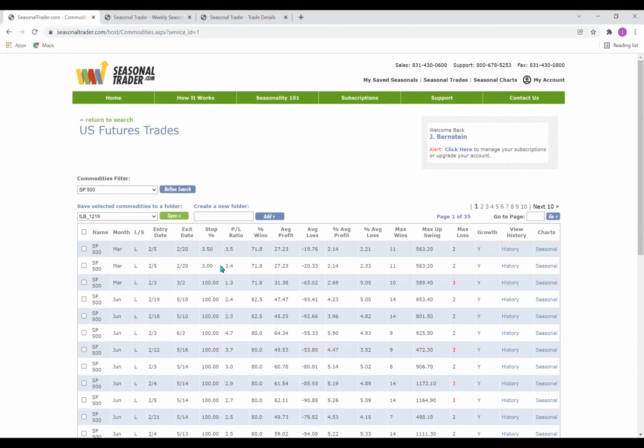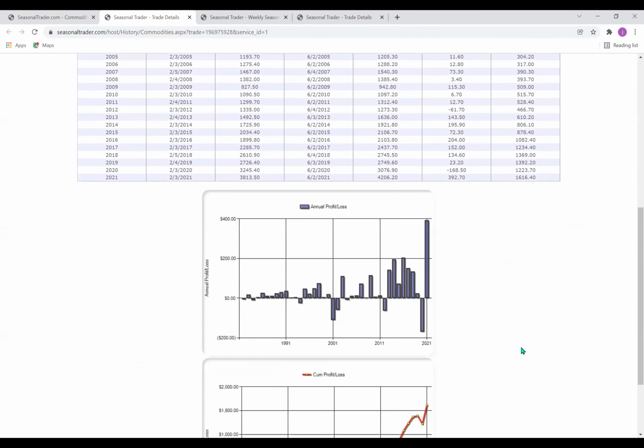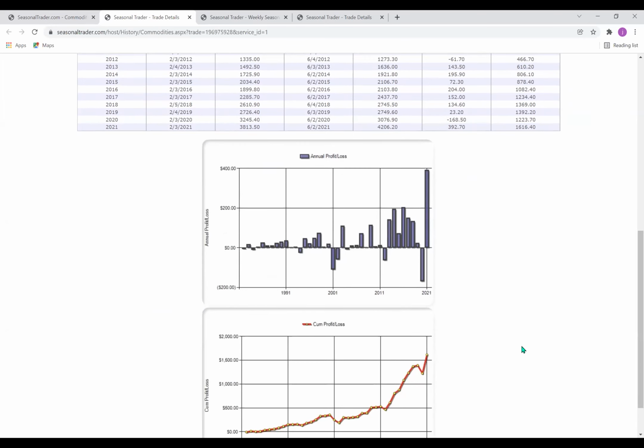You can see the probability of success as much as 80%. Let's look at this one. The history, 40 years of history, track record, every single year. And you'll see last year was the biggest year ever. So these trades continue to work over the course of many, many years. Very impressive. Let's go back to seasonal trader.